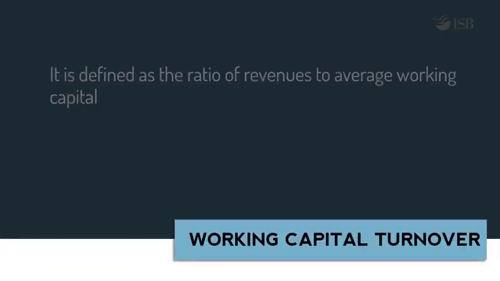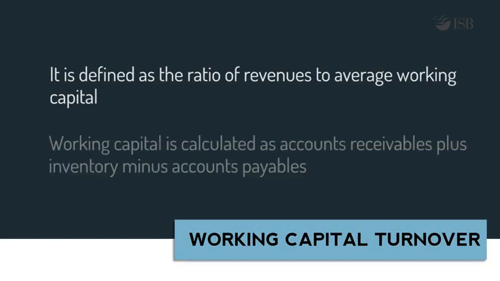The remaining activity ratios are related to a company's current assets and liabilities, the first of which is working capital turnover. It is defined as the ratio of revenues to average working capital. Working capital measures a company's operating liquidity. It tells us if the company has sufficient operations-related current assets to pay off its operations-related current liabilities. It is calculated as accounts receivables plus inventory minus accounts payables.